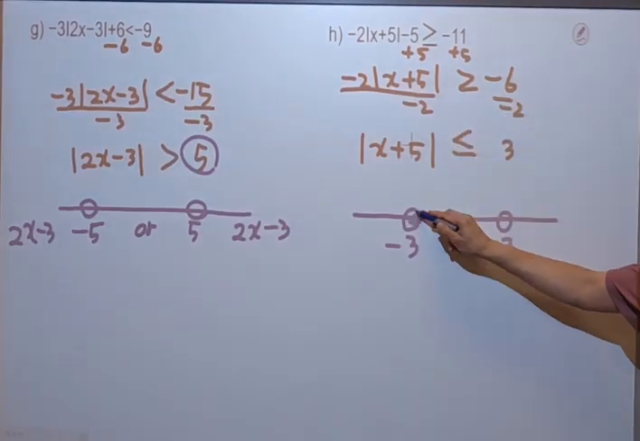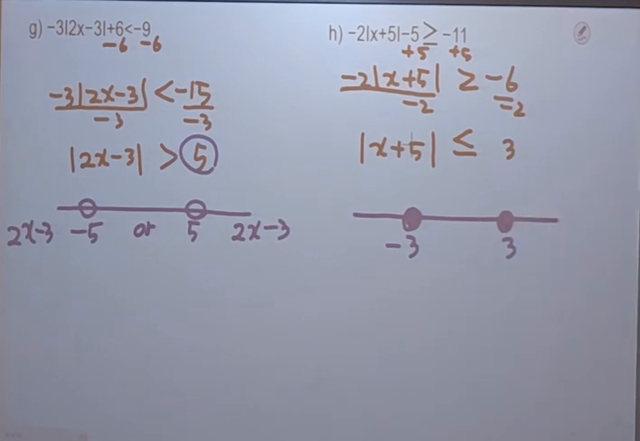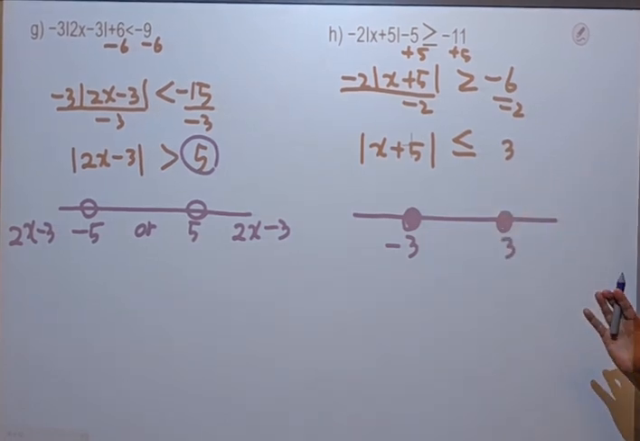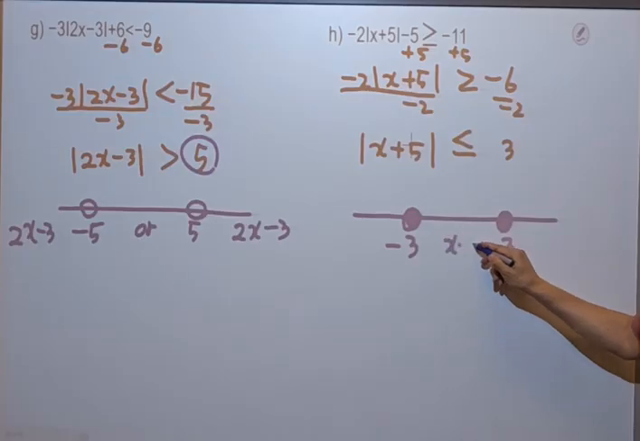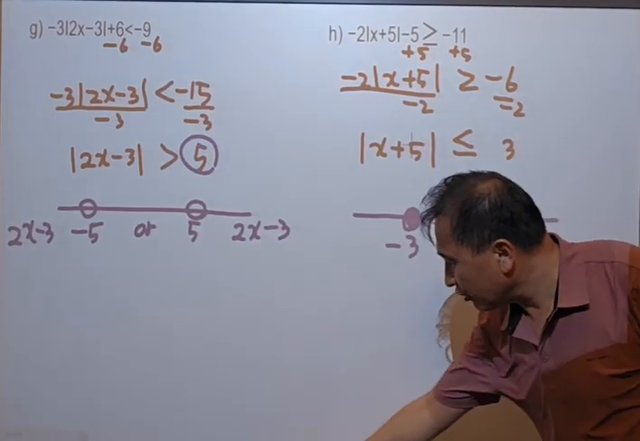If there's an equal sign, then you need to make it closed. And you write smaller than, between, inside. Everybody got it up here? You need to follow exactly as I do.